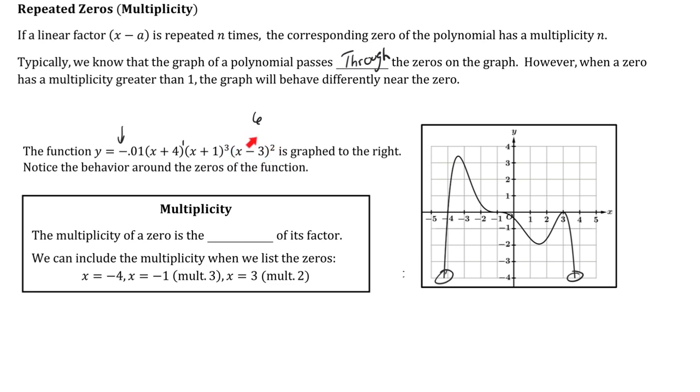But look at what happens at our 0 of 3. I'm coming up and I get to 3 and I bounce off. I don't go through. So if that factor has an odd degree, it will go through the x-axis. But if it has an even degree, it's going to bounce.